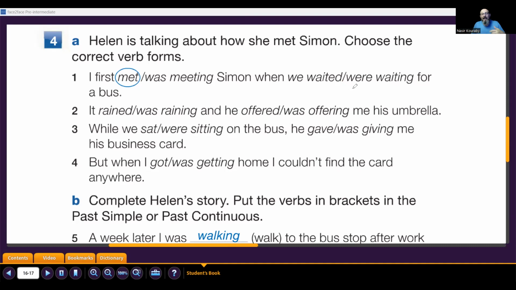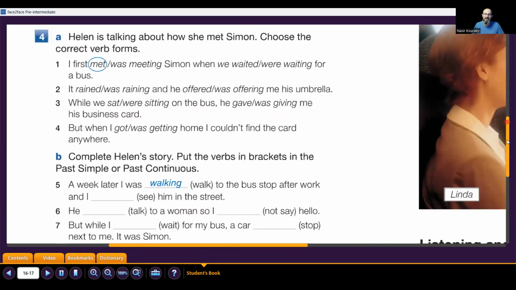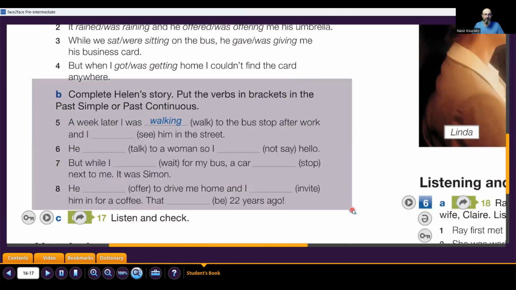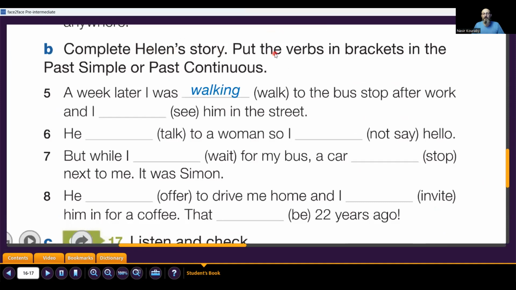Okay, guys, so now 2, 3, 4, please stop the video, do it, then we'll check together. Okay, now you've finished. Let's see. We will not check now because we are going to listen and check, but now we're gonna go to the next exercise, B. Complete Helen's story, put the verbs in the brackets in the past simple or past continuous, okay? So now you're gonna take the verb and put it in the gap, but you have to change it, okay?